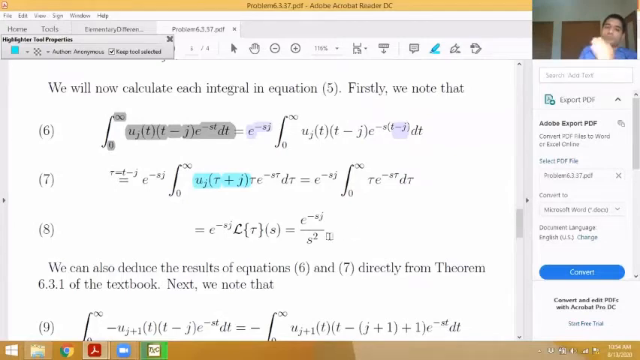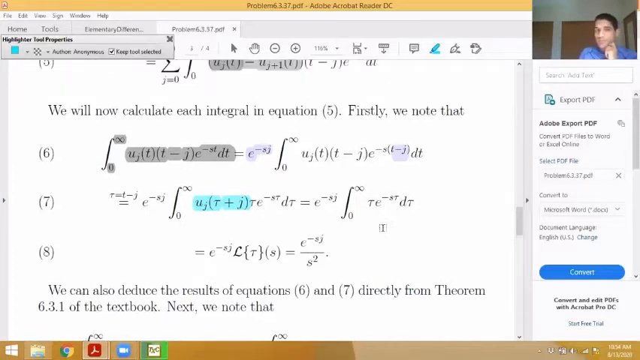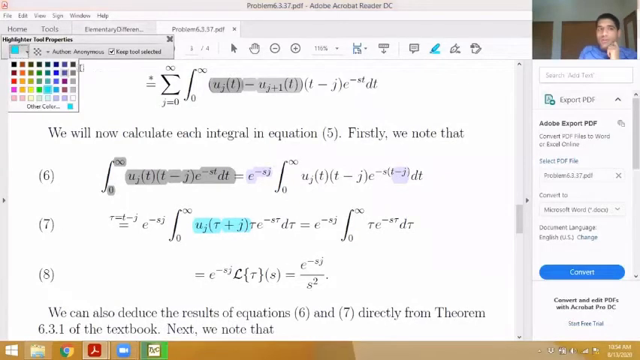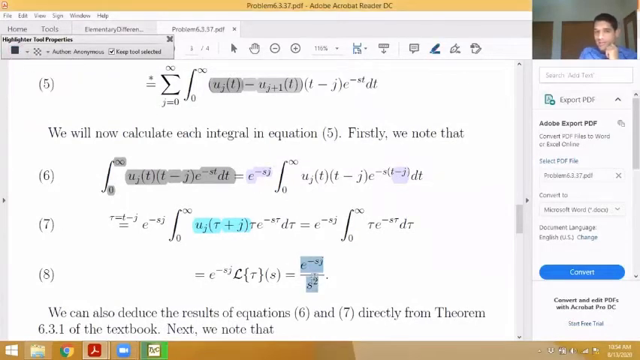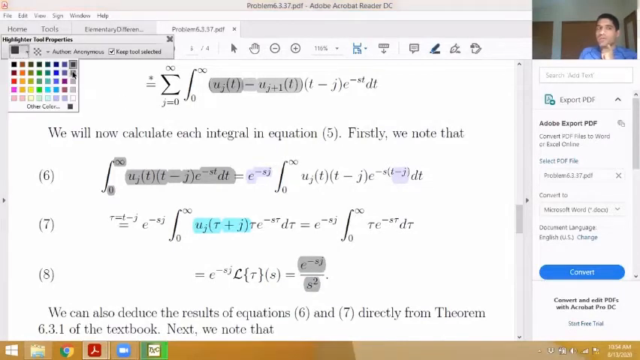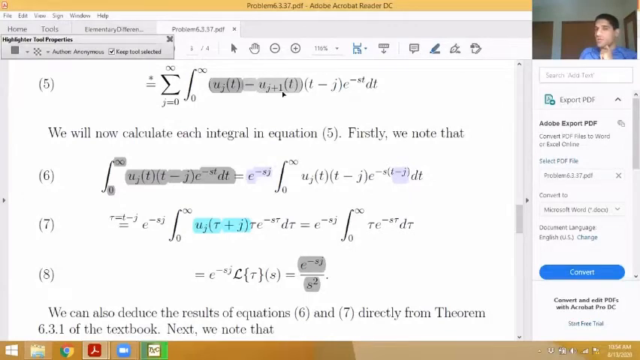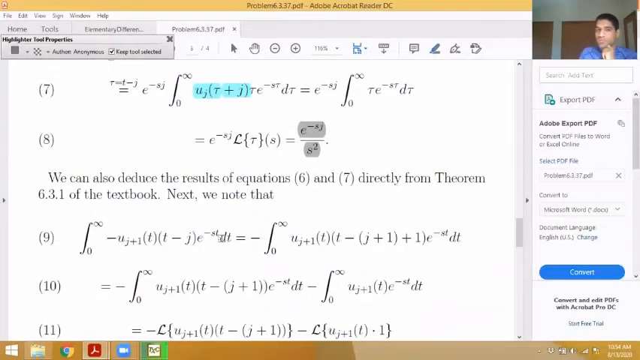Now, the results of equations 6 to 8 also follow directly from theorem 6.3.1 of Boyce and DiPrima, and we're going to use that for our next calculation. So in summary, what we've done is we've calculated the first part of this inner integral. It's come out to be e to the negative sj over s squared. Now we're going to move on to calculate the second part, the part with the u to the negative j plus 1 of t, which is right here.